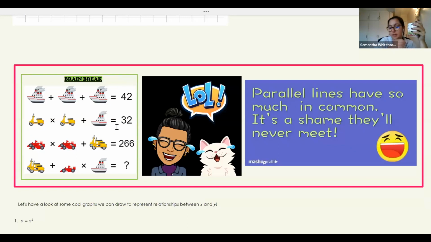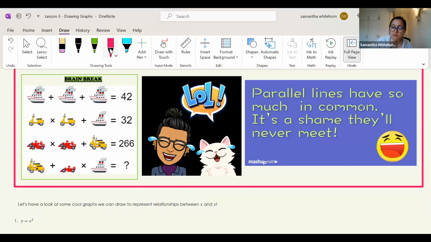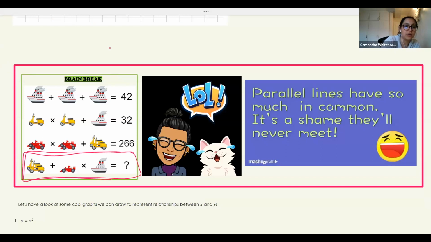All right, guys, so remember brain break. What we want from you is we want you to find us the value of this final equation over here. So we are going to be on the lookout on the chat for the final value so that we can call on you so that you can explain to us.